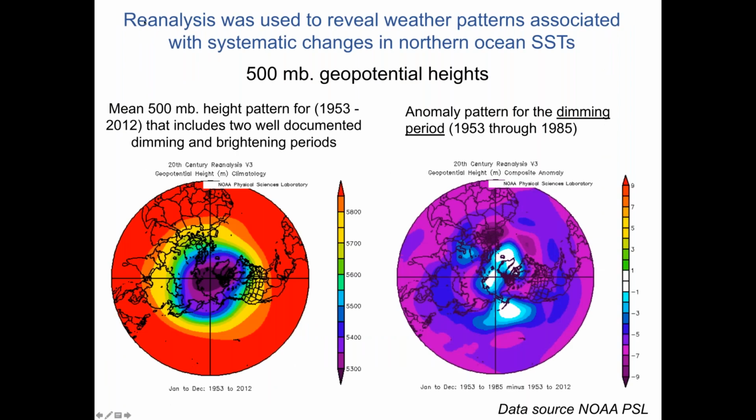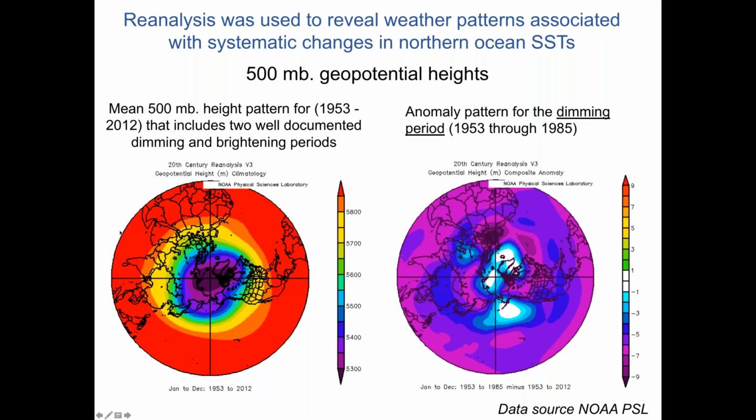So the way I looked at that was I used reanalysis to reveal weather patterns associated with systematic changes in Northern Ocean SSTs. And I'm using 500 millibar geopotential heights in this example. So what I did was I plotted the height pattern, the average height pattern for the entire period of dimming and brightening that goes from the 1950s to 2012. So that includes a dimming period and a brightening period.